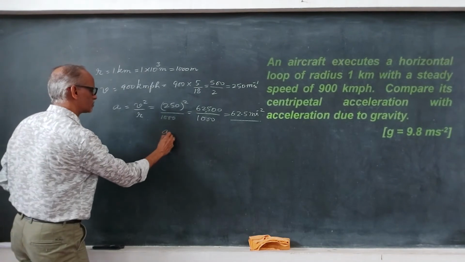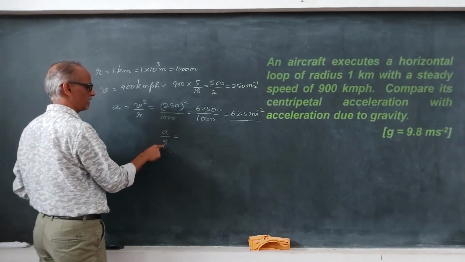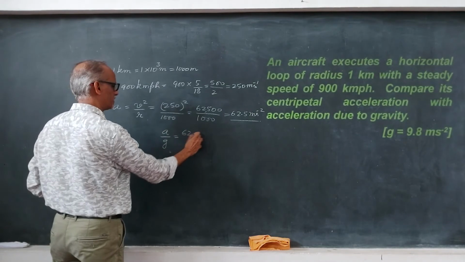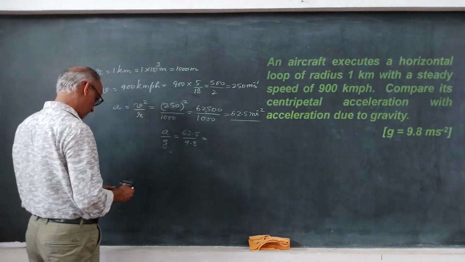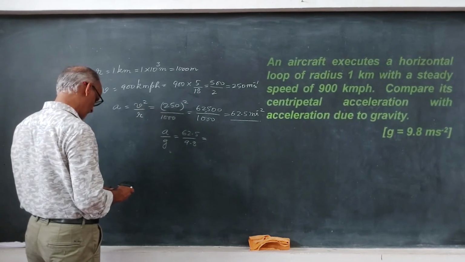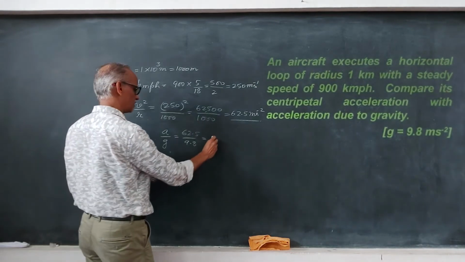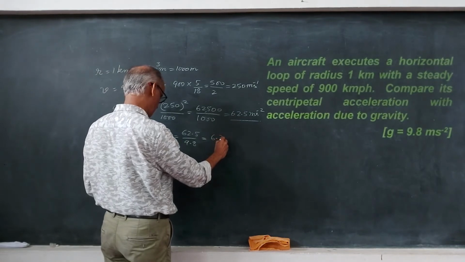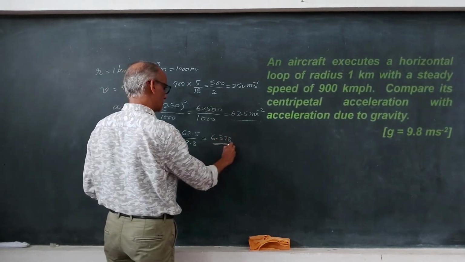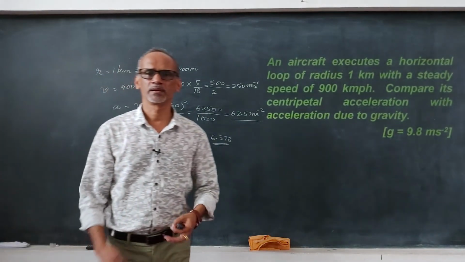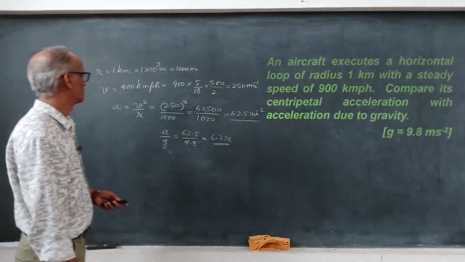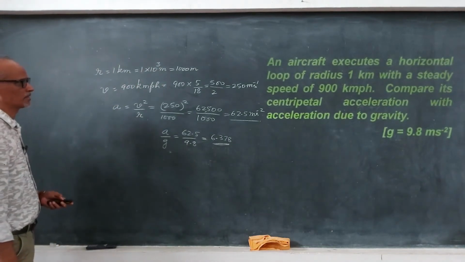Compare means we have to find the ratio. So A by G. A is 62.5, G is 9.8. So on dividing, we'll get the ratio. 62.5 divided by 9.8 will be 6.378. So it is a ratio, and that's why there is no unit for this particular ratio of the two. Okay, so understood the numerical.